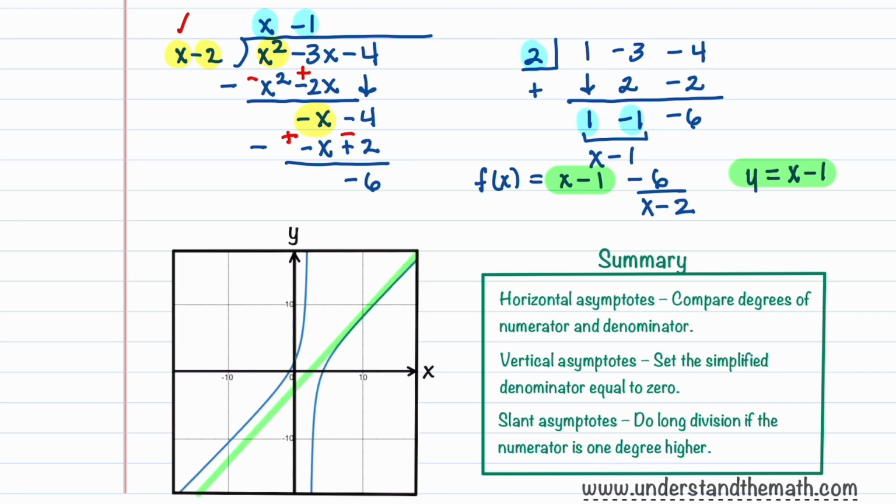And that's it. Let's recap real quick. When you have a rational function and you're looking to see if it has a horizontal asymptote, all you have to do is compare degrees of the numerator and the denominator. When you're looking for a vertical asymptote, you have to set the simplified denominator equal to 0. And then when you're looking for a slant asymptote, you're going to have to do long division if the numerator is 1 degree higher.